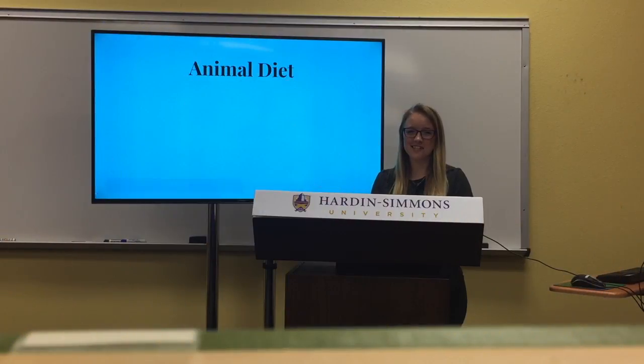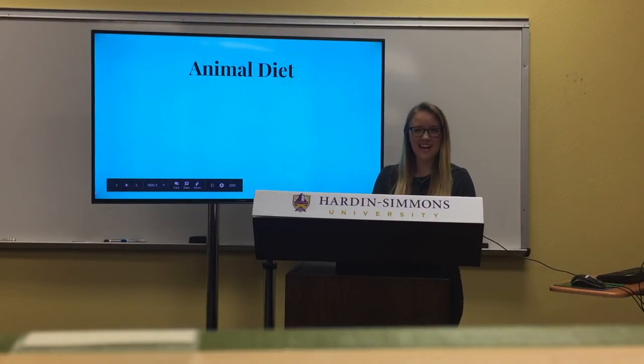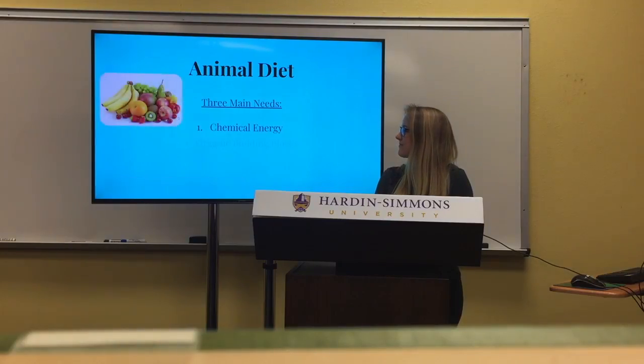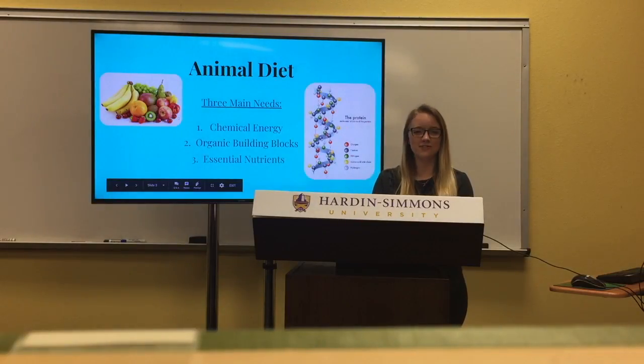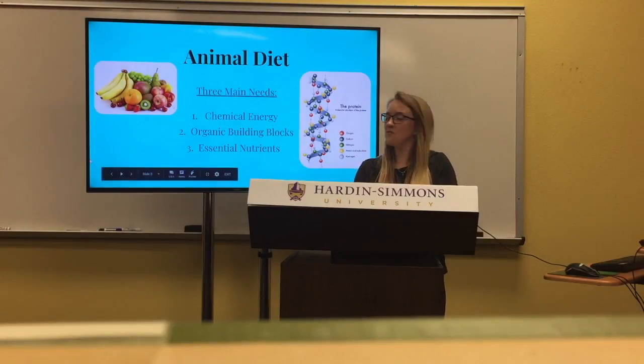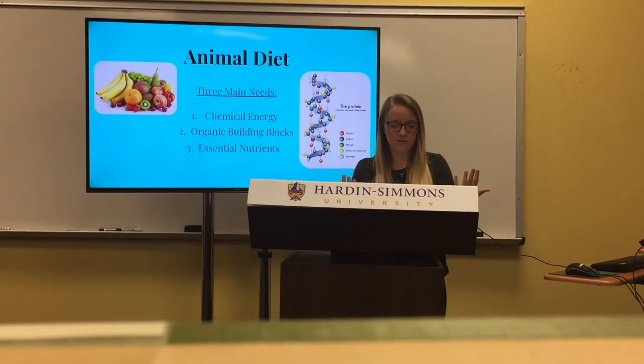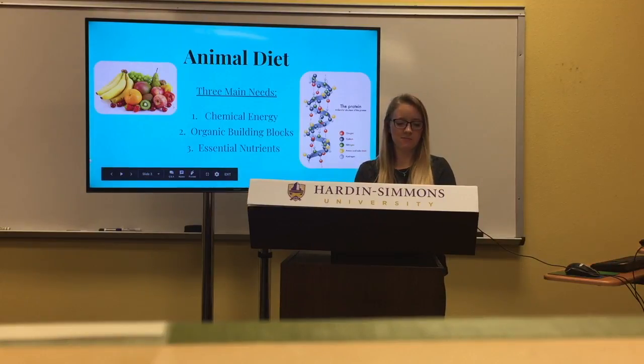Our first lesson on today's menu is going to be animal diet. There are 3 basic things that animals need to obtain from their diet. So we've got chemical energy, organic building blocks, and essential nutrients. Alright, so first of all, chemical energy. Cells, tissues, organs, and basically the whole body of the organism depends on this chemical energy to survive and to have energy for just daily life.